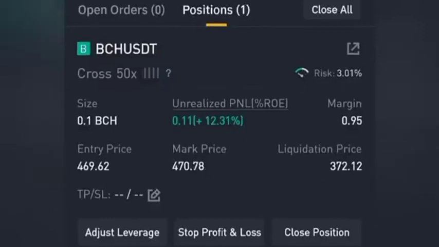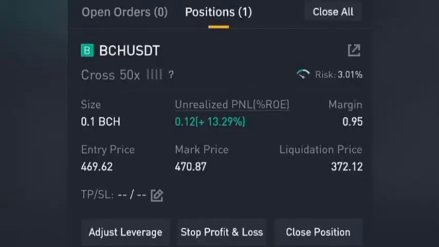If you look at my liquidation price right there, you will notice that it is around 372.12. If the price of Bitcoin Cash decides to go down to 372.12, I would lose my money. Like, I would lose everything.